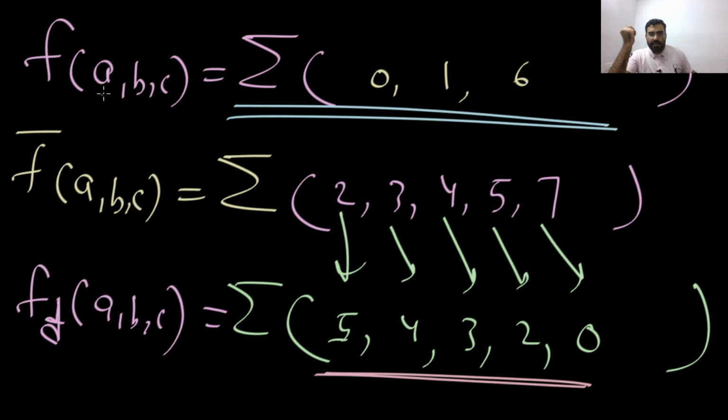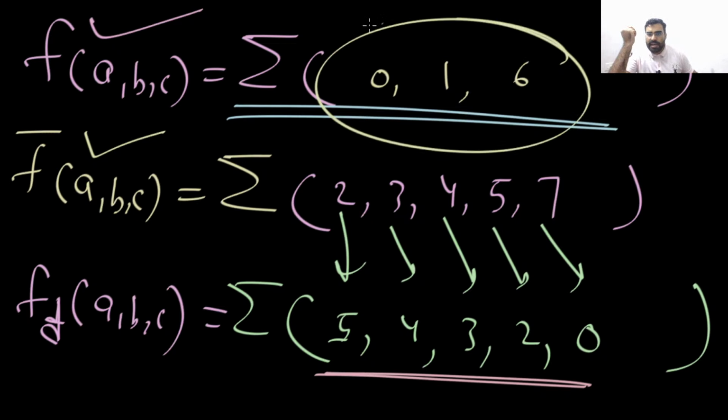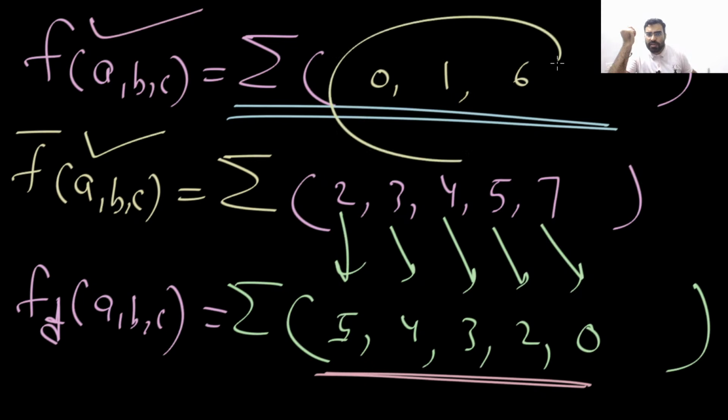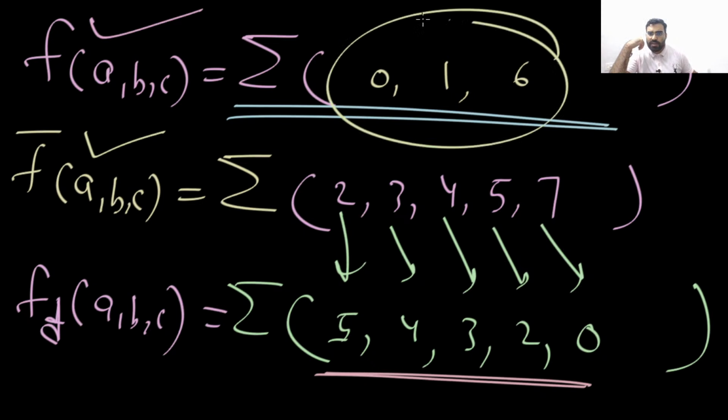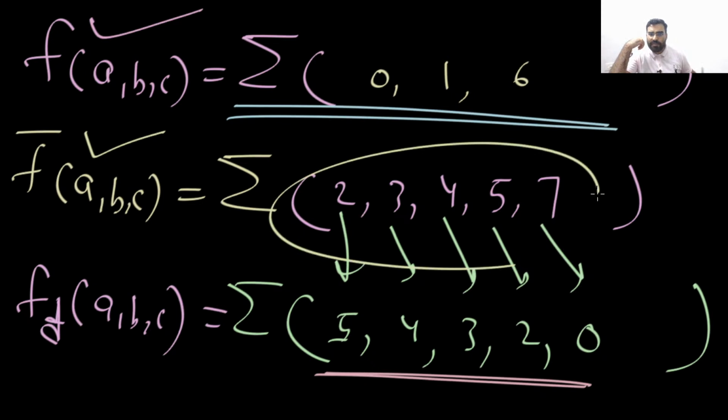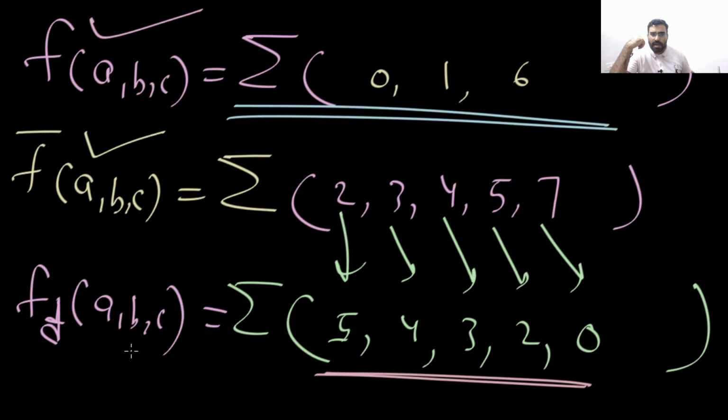So very simple. If you want to find dual, then first you find complement. Finding complement is very simple. F is 1 for these minterms, so your f complement will be 1 for the remaining minterms. And from f complement you can find f dual. All you have to do is remove everything from 7.